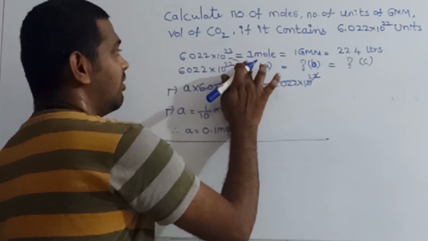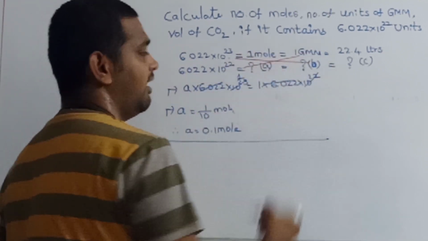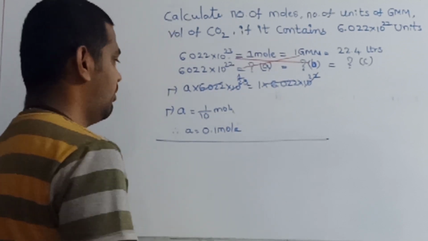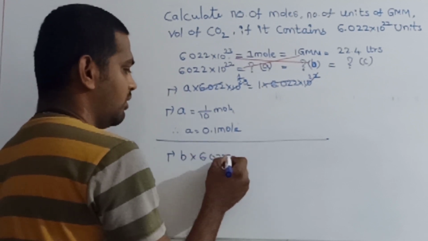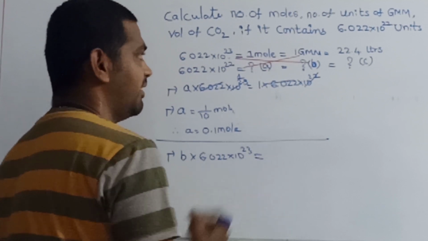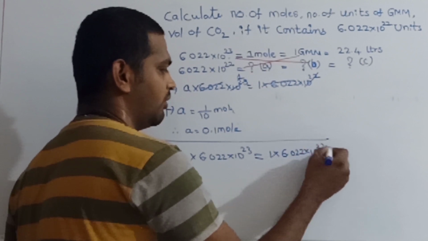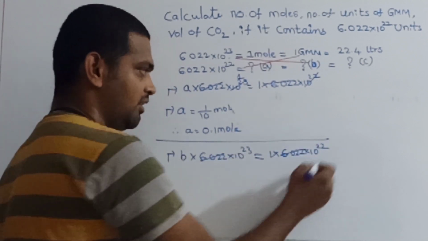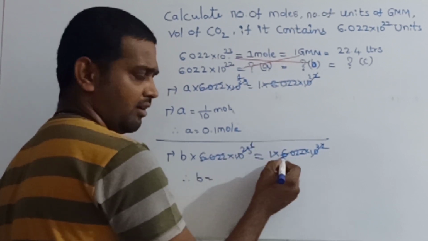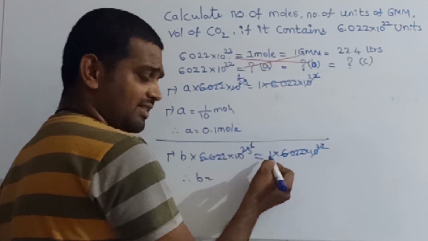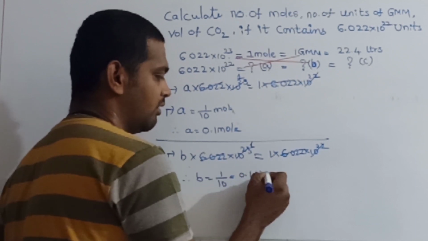Coming to the second one, number of units of GMM. Same, write the cross multiplication between the molecules parameter and the gram molecular mass parameter. Now you will get the equation as B into 6.022 into 10 to the power of 23 is equal to 1 GMM into 6.022 into 10 to the power of 22. 6.022 will get cancelled. 10 to the power of 22, here you will get 1. Therefore B into 10 is equal to 1. So the answer will be 1 by 10, which is equal to 0.1 units of GMM.